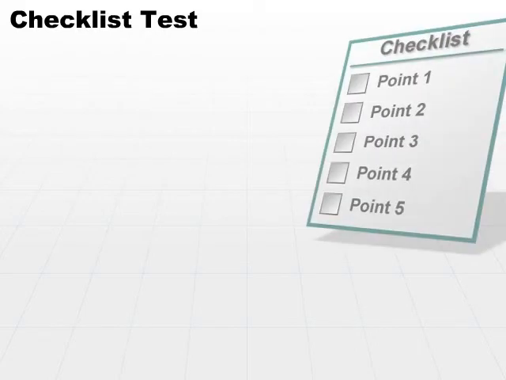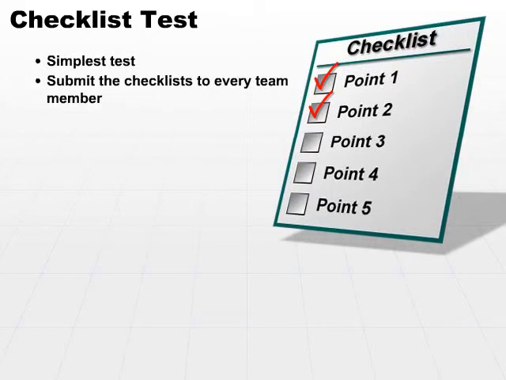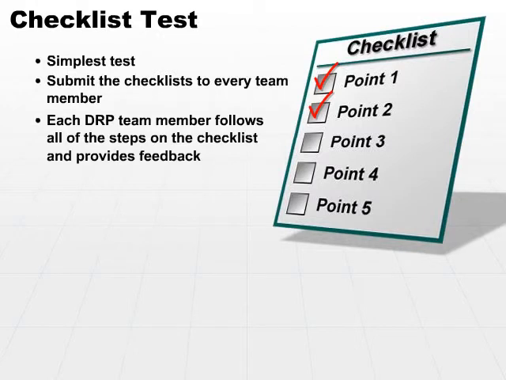The last step is to test the plan. To ensure that the plan is going to operate as advertised, you have to test it. There are different levels of tests, and you need to at least start with the basic level, which is a checklist test. A checklist test is the simplest, and it's a test in which you submit the checklists to every team member, and each DRP team member follows all the steps on the checklist and provides feedback.